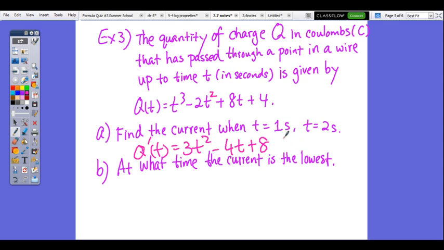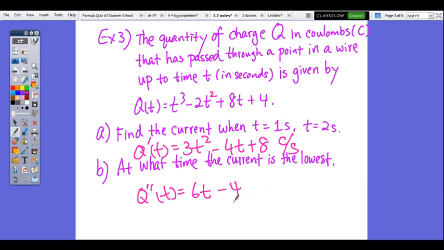The current usually is considered in coulombs per second. So that is the current going through the circuit. And at what time is the current the lowest? If that's the lowest, that means you want to find the second derivative, because the second derivative represents the rate of change of the current. So it's 6t minus 4.